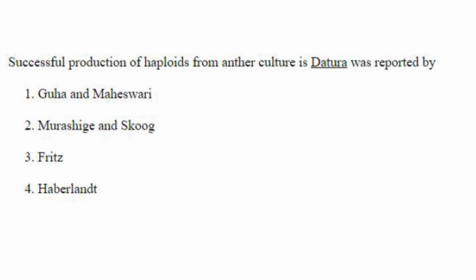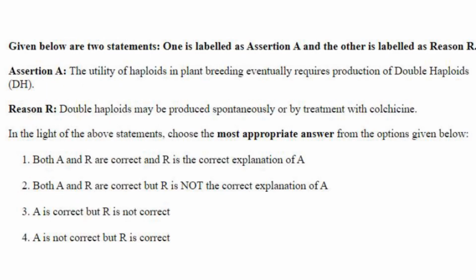Then next one. Successful production of haploids from anther culture in Datura was reported by Guha and Maheshwari. Answer is option 1. Then an assertion reason question.